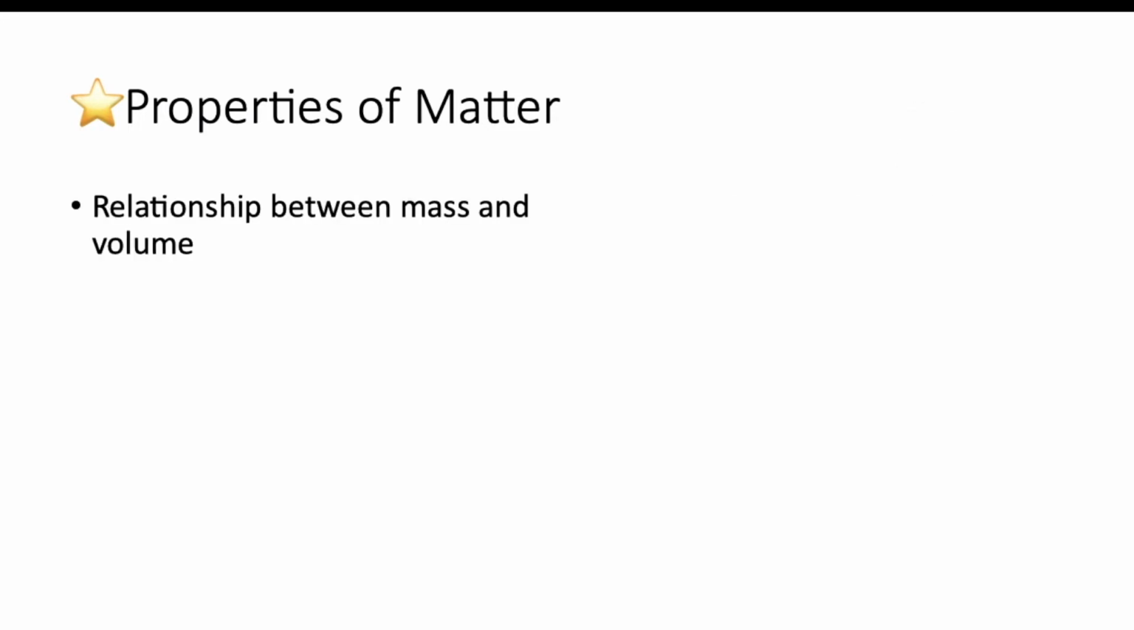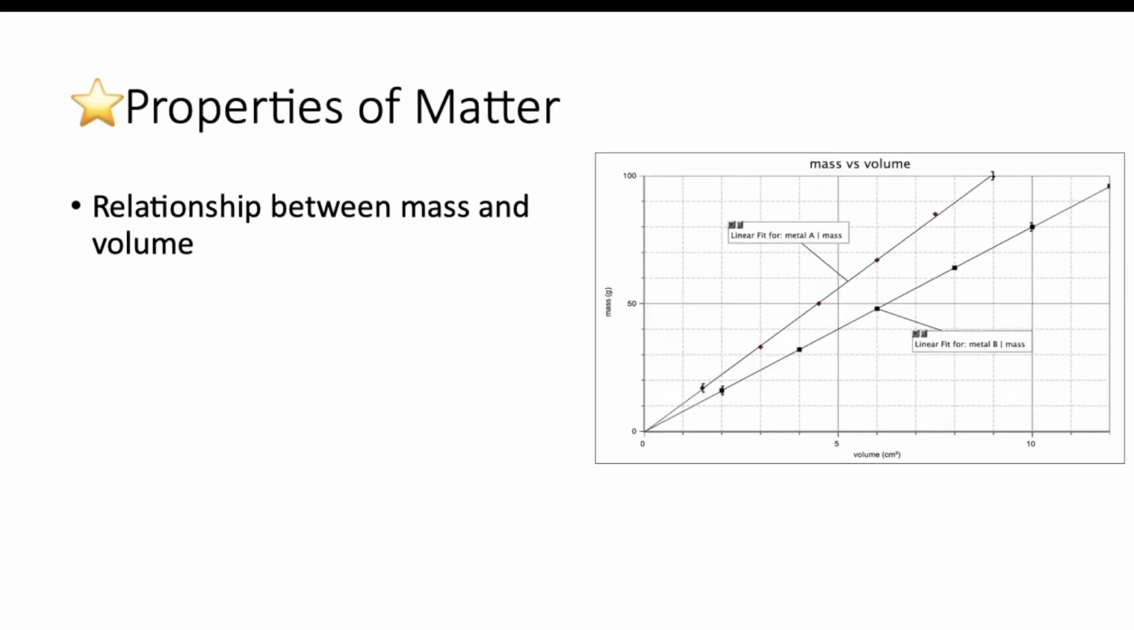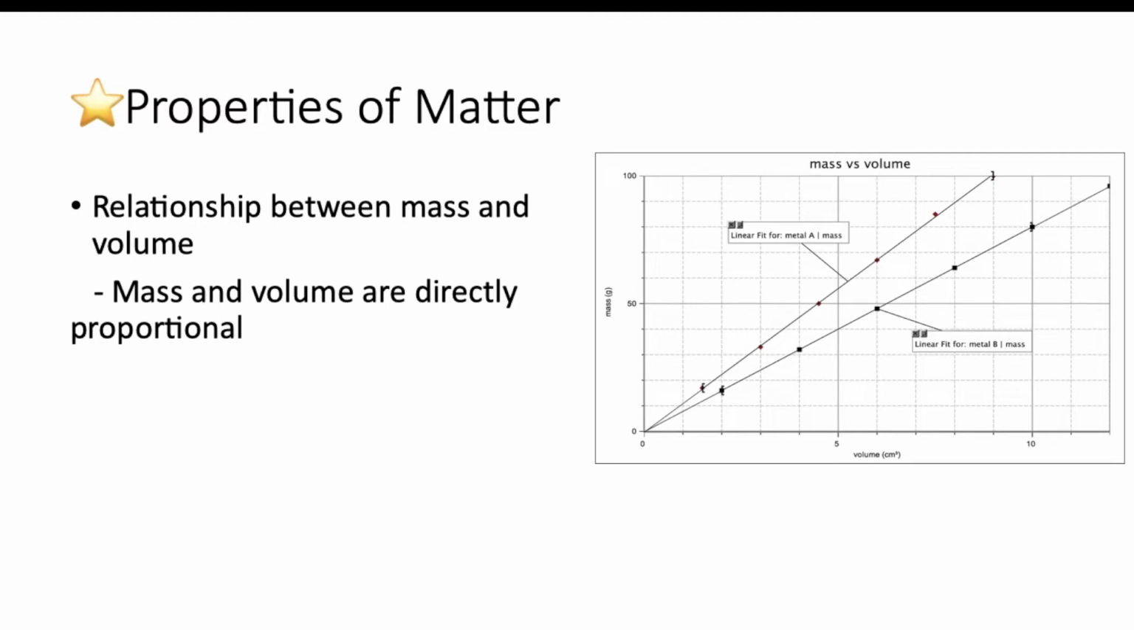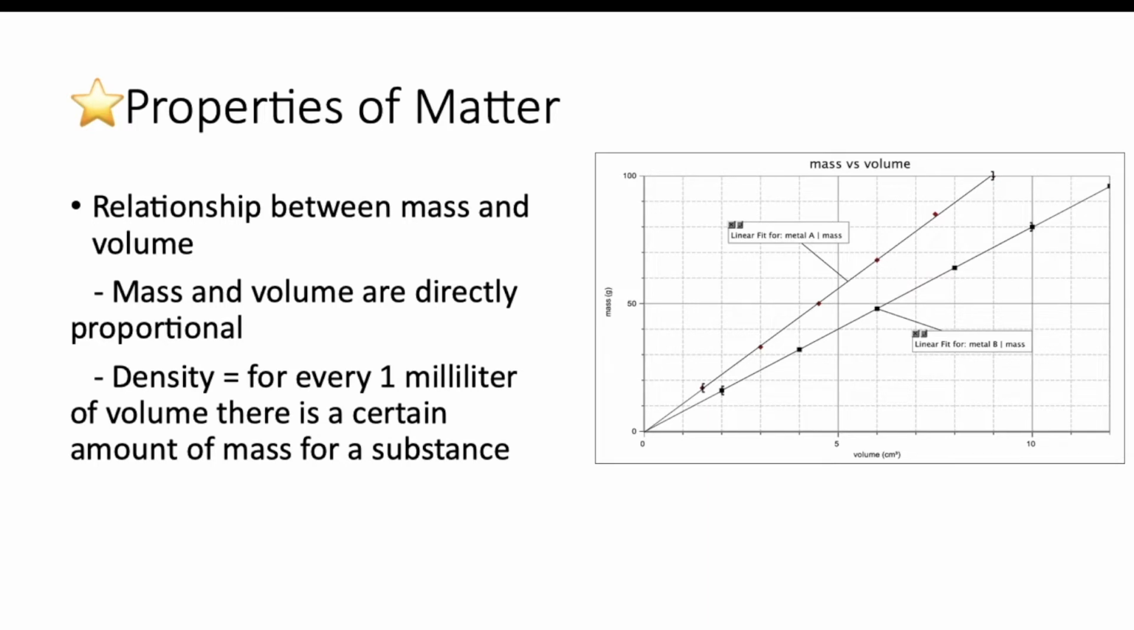So in class, we looked at the relationship between mass and volume, and we got some graphs similar to the one that you see on the screen. And what we determined is that mass and volume are directly proportional to one another, and that the slope of a mass versus volume graph actually represents the density, where density tells us that for every 1 milliliter of volume, there's a certain amount of mass for a substance, and density is unique to every substance. So now let's talk about how we can use density to determine the mass or volume of an object.